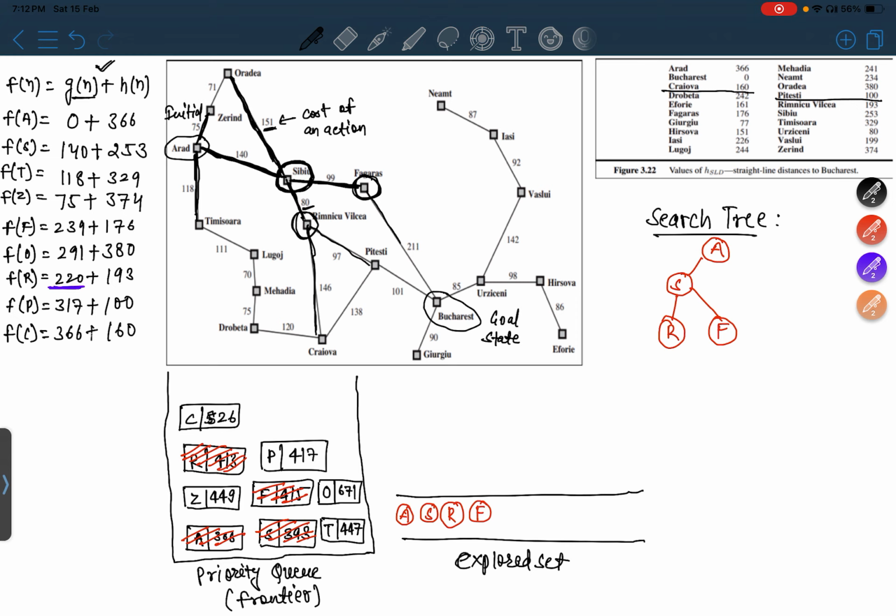f का क्या सक्सेसर है? There is one successor of f which is b. So let's calculate f of b. f of b क्या होगा? g of b.